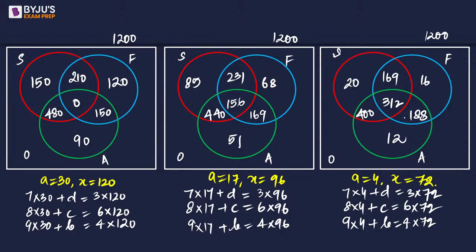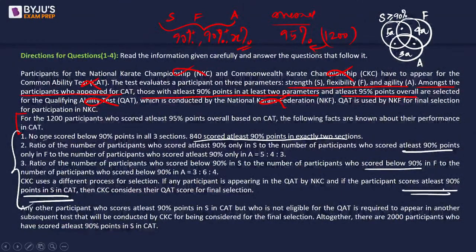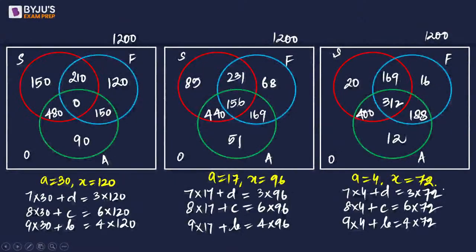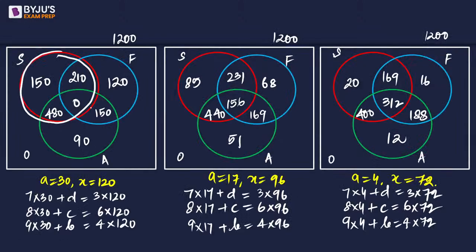right? And बाकी सब allowed है. And if you remember that ये जो condition है, it is only for we need at least 90% points in S in CAT. At least 90% points in S in CAT मतलब ये वाला region. And then it says there is nobody who scored 90% or more points for all the three parameters. So we are looking at case 1 क्योंकि यहाँ 0 है. Case 2 is a scenario जहाँ पे 156 students got 90% or more points in all the three parameters.